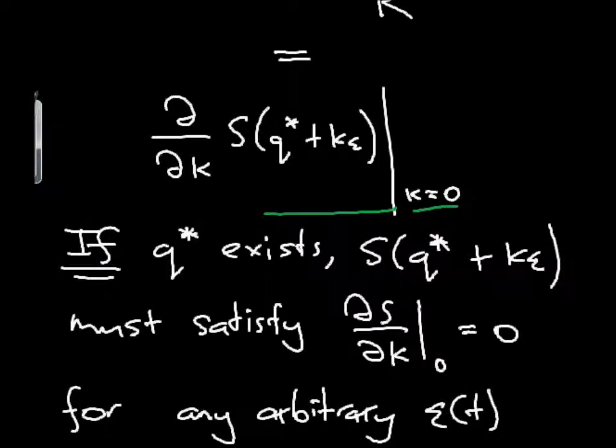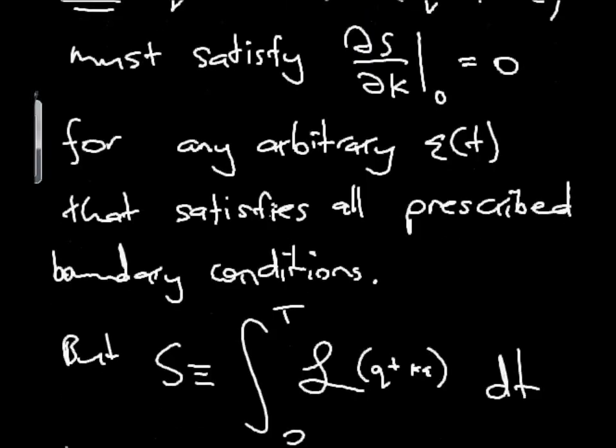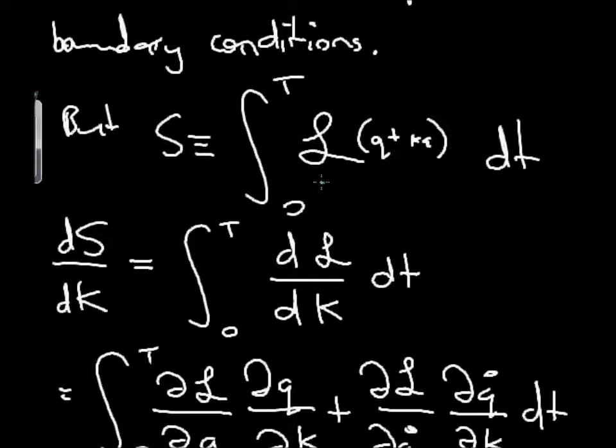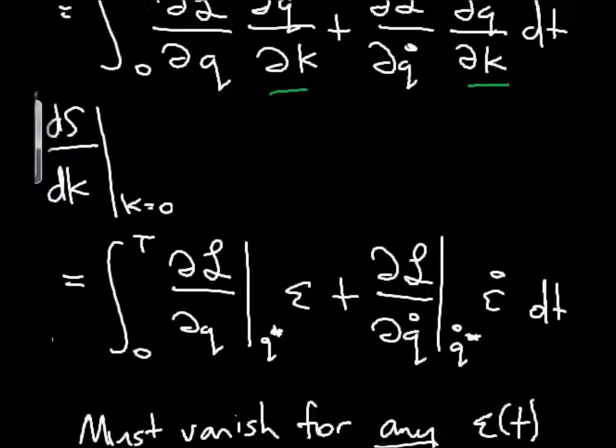Alright, so what is this derivative anyway? It depends on the functions, q star and epsilon. Remember that S is the integral of curly L. Differentiating under the integration symbol, we have dL/dk equals dL/dq times the change in q, and dL/dq dot times the change in q dot. But if q is q star plus k epsilon, dq/dk is just epsilon. Likewise, the change in q dot is epsilon dot. Evaluate at k equals 0, so q is just q star.